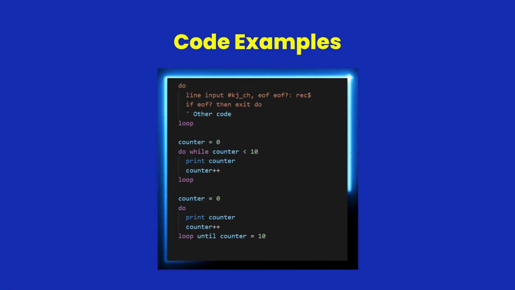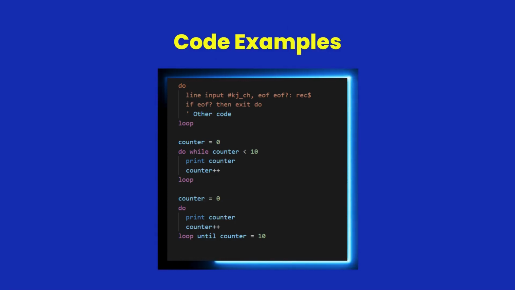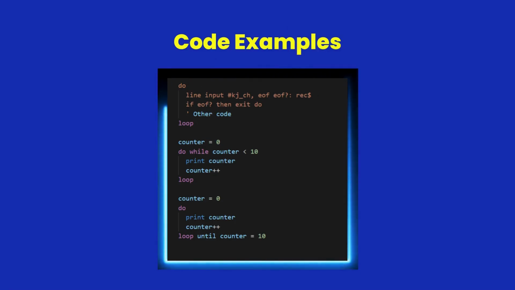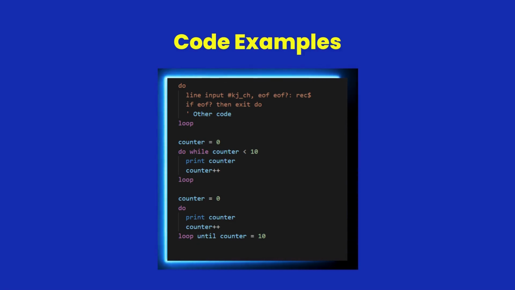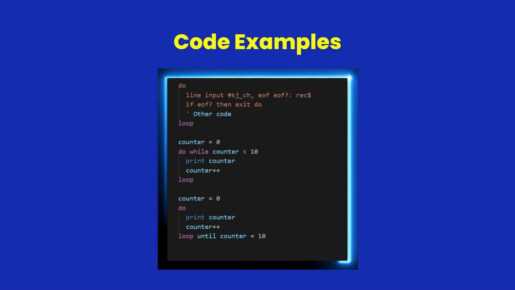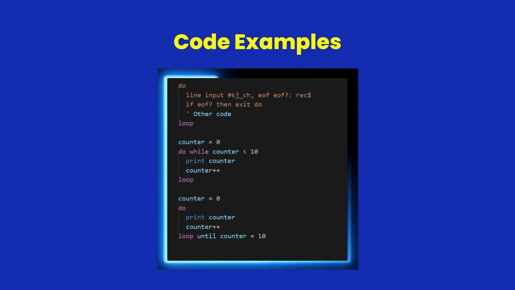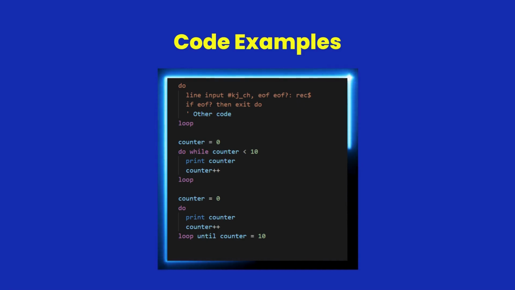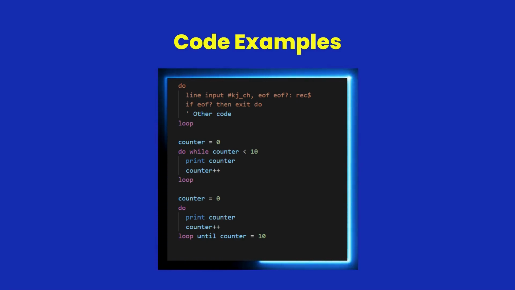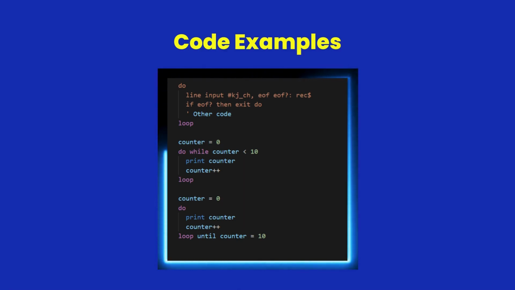In this example, we demonstrate the use of various do loop constructs in Sheerpower. First, we create a loop to read lines from a file. This loop reads lines from a file until the end of the file is reached. If the end of the file, EOF, is reached, the loop exits.